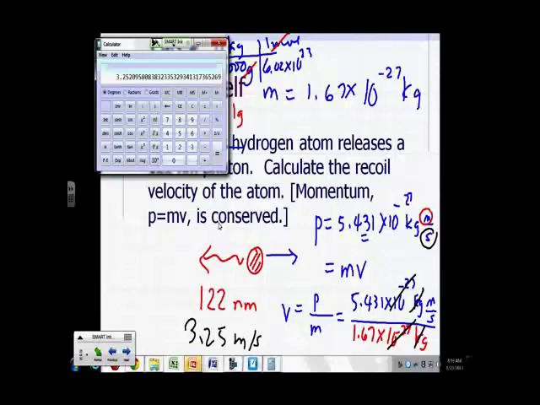Now that's a slow speed, so that's within the realm of classical mechanics. It's non-relativistic. Remember we said once you're approaching the speed of light, you have to start applying relativistic formulas, but this one should be okay, 3.25 meters per second. So that's how fast the hydrogen atom will end up moving to the right if it releases that photon to the left.